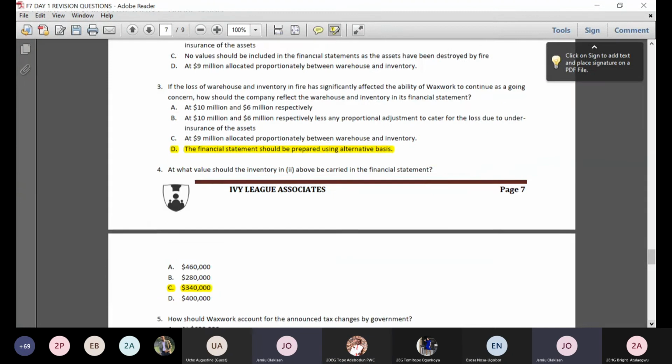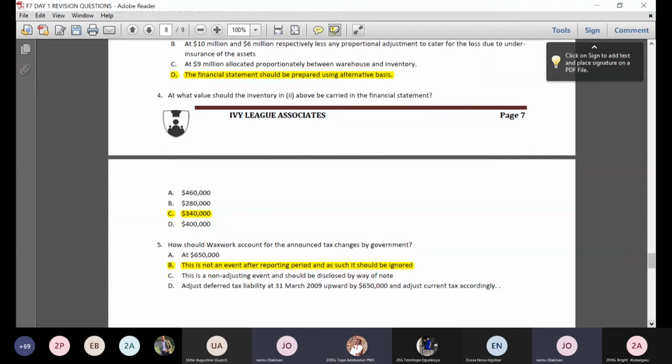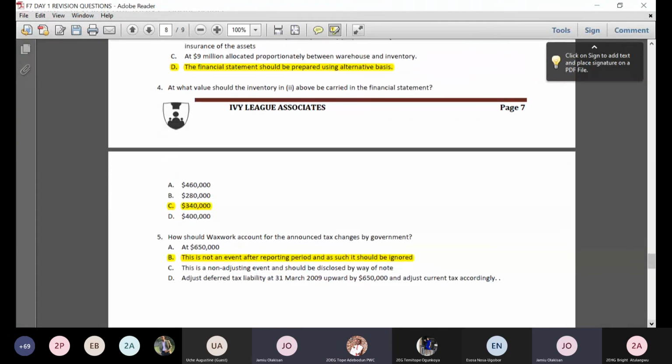So the correct answer there is what? It is B. Sorry, if it was between that date, that means the correct answer would be C, right? Yes, it would be a non-adjusting event. But it is the date. So the correct answer is B.